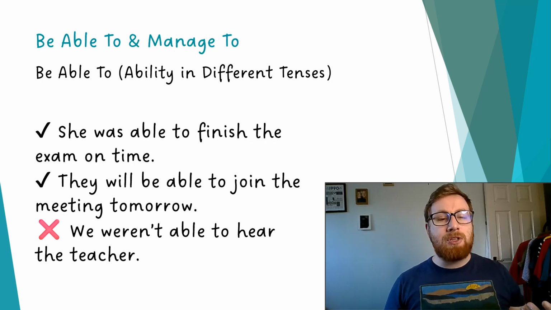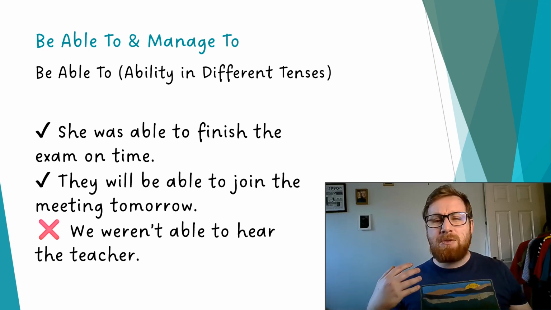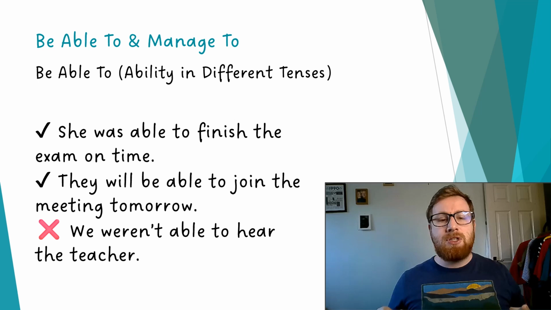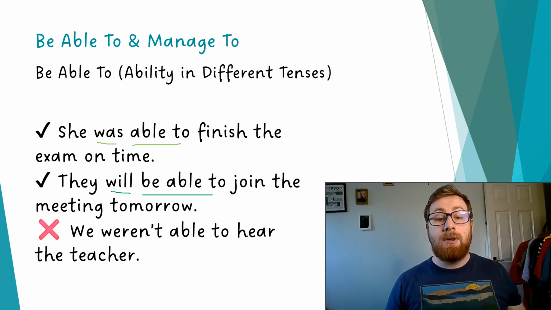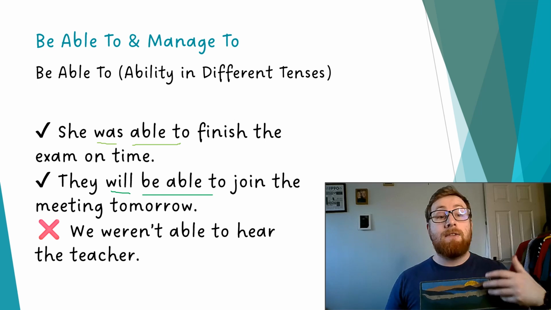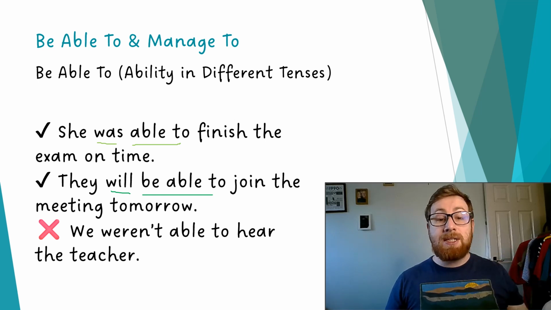Now, be able to. We use this to describe ability in different tenses. She was able to finish the exam on time. So we have was able to, the verb to be in the past tense, was. They will be able to join the meeting tomorrow. This is looking into the future or the present. We're going to use the verb to be. We're going to have will be able to.